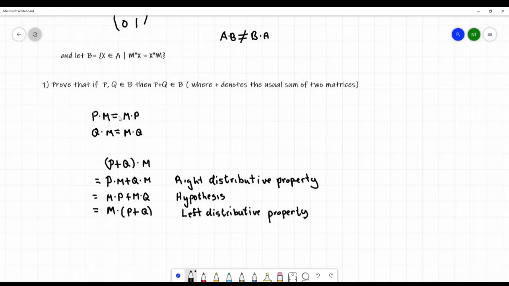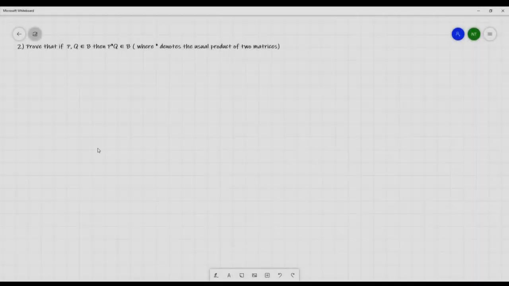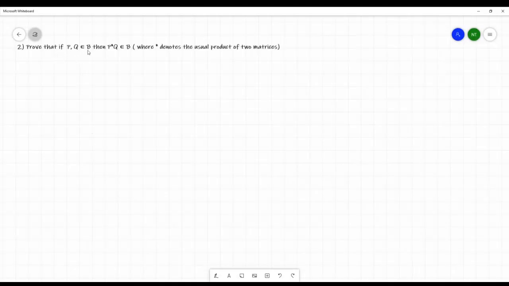If P and Q are in B, then P plus Q is also in B, because (P plus Q) times M is equal to M times (P plus Q). Now let's move on to the next problem. Prove that if P and Q are in B, then P times Q is in B, where multiplication denotes the usual product of two matrices.